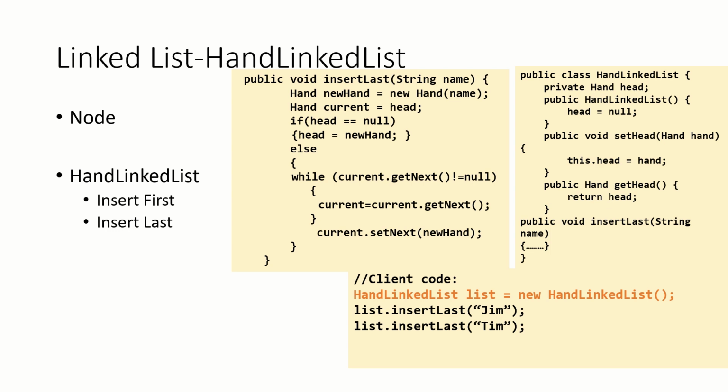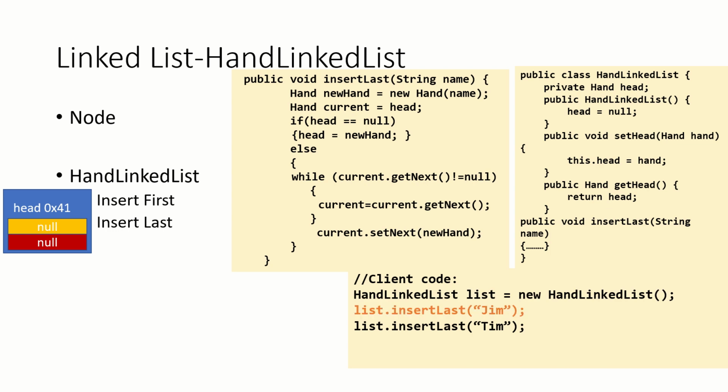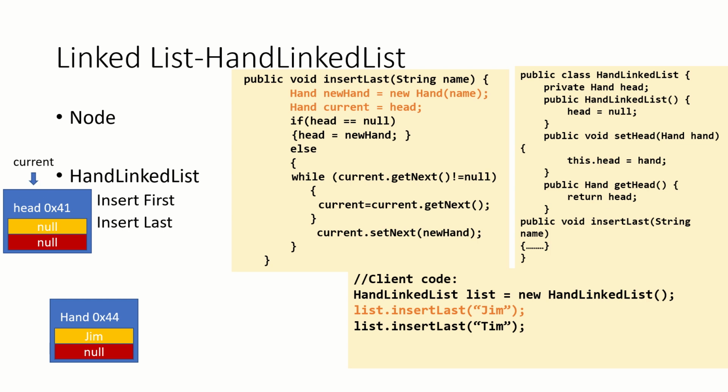So we just keep continuing, okay? For this code, the first line we create a list. In a list, you will create a head, right? So initially, there's nothing assigned to the head, right? So head is None. The next line, we insert last, which is Jim, right? So first we create a new one, it's Jim. We assign the current one as the head. So currently, who is the head? No one, right? So current is None.